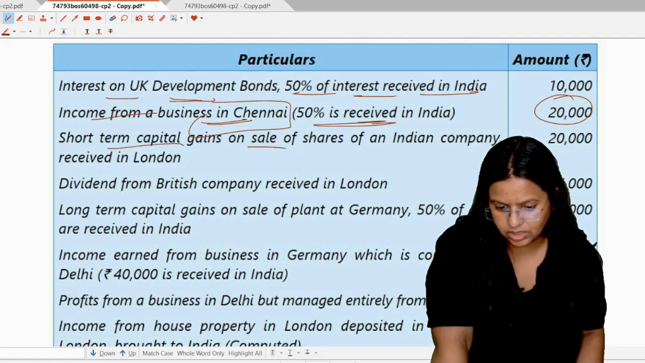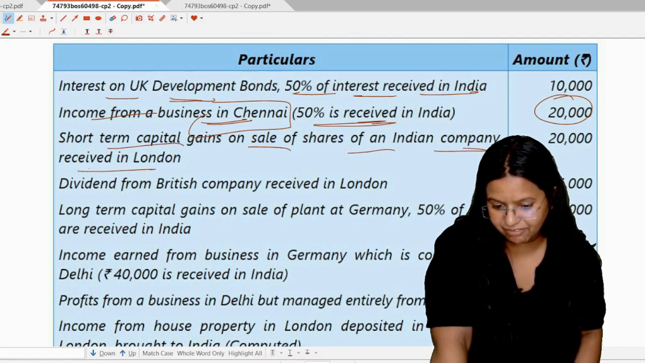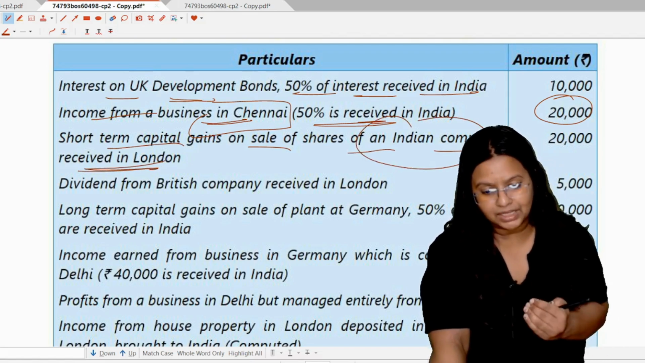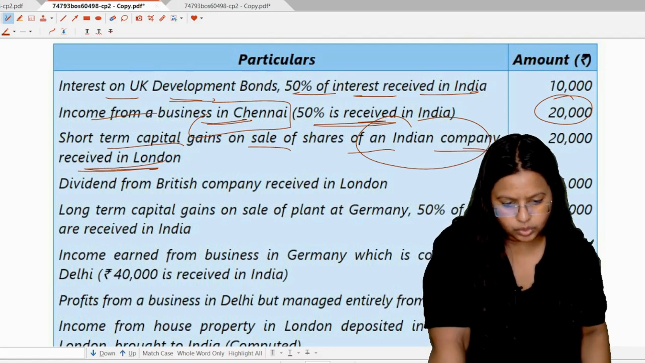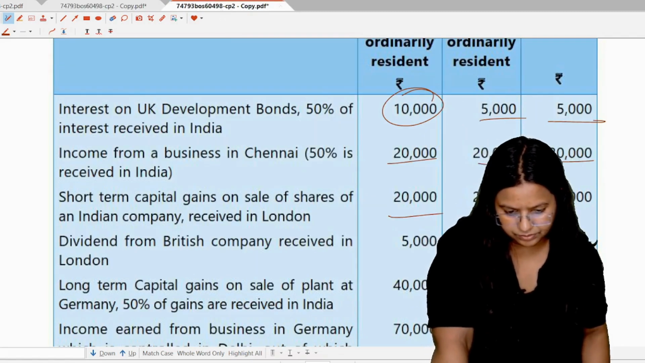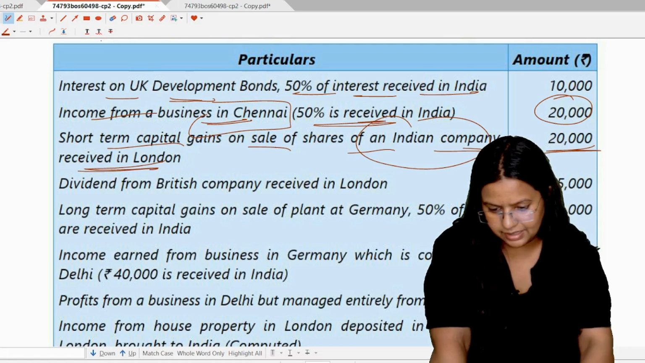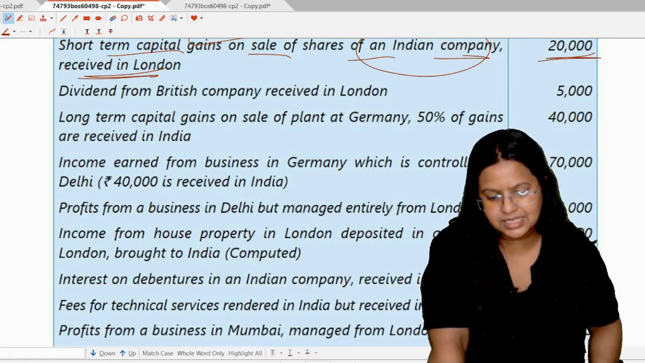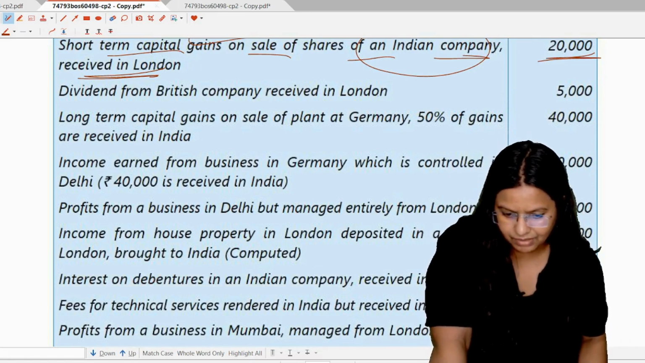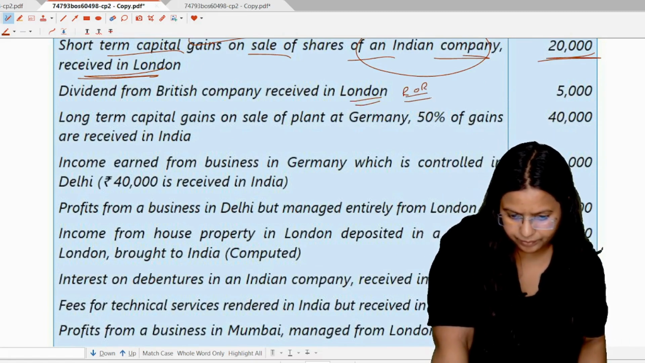Next question. Short-term capital gain on sale of shares of an Indian company received in London. Again, because these are shares of an Indian company, the accrual point is in India. So 20,000 will be taxable for all the three persons. Okay. Next is dividend from a British company received in London, not related to India in any kind. So this income will be taxable only for ROR.